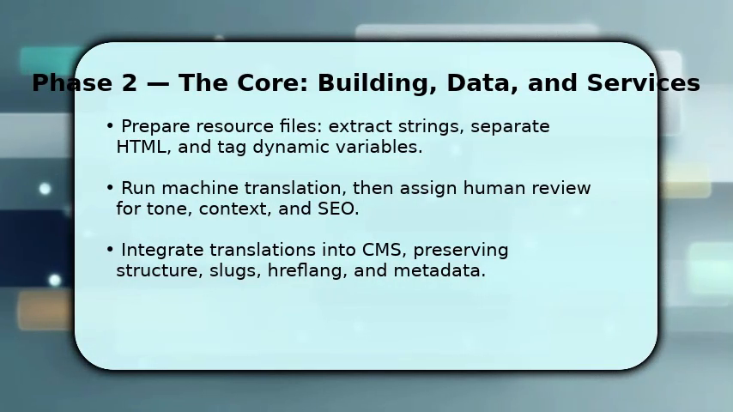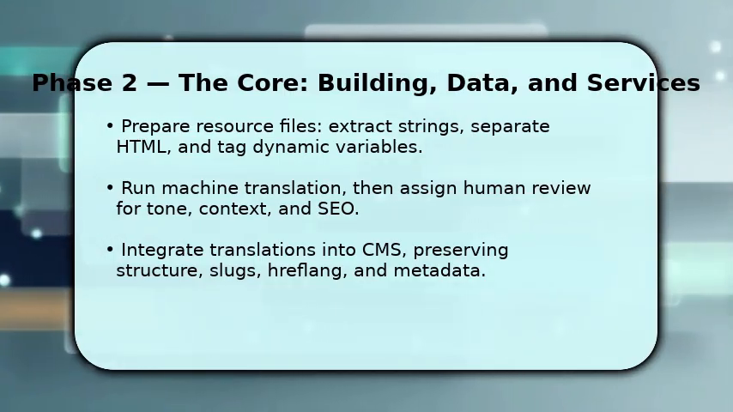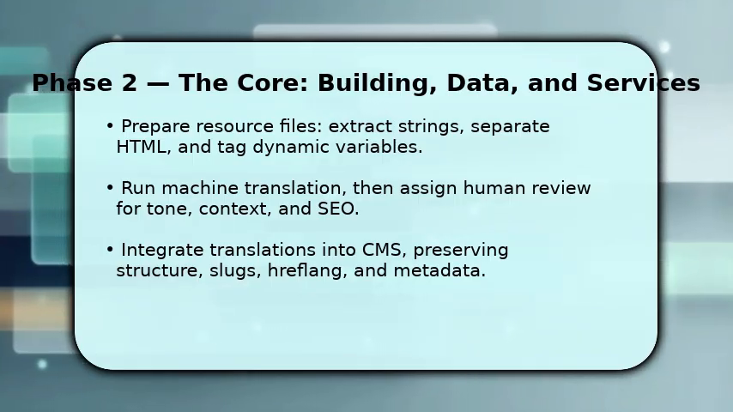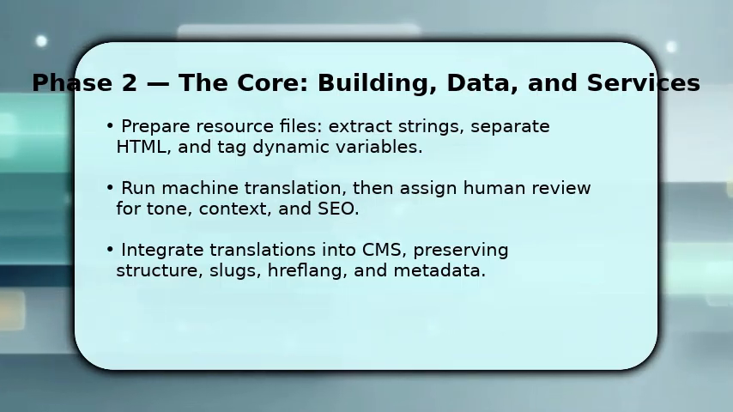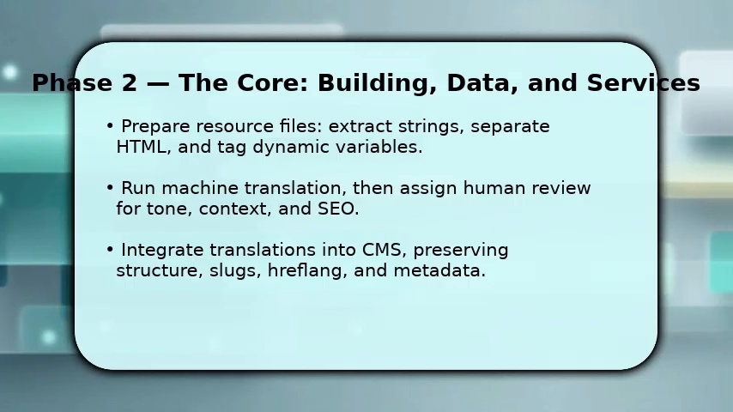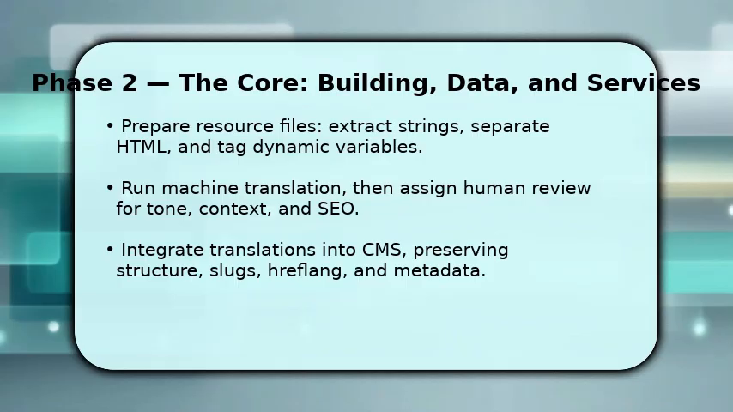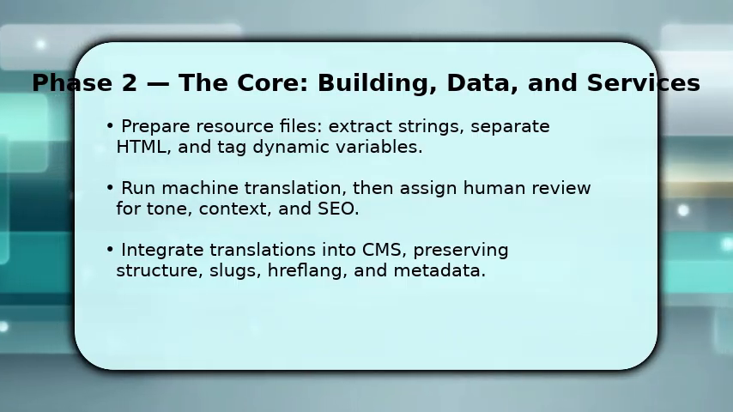Now you perform the core work. Extract translatable strings and separate code so you don't break templates. Run machine translation if chosen, but assign native reviewers to fix context, idioms, and brand voice. Once reviewed, import translations into your CMS or deploy resource files, ensuring slugs, hreflang tags, and localized metadata are updated. Make sure to test forms, date and number formats, and image alt text. If you use a translation management system, sync changes to keep content fresh.